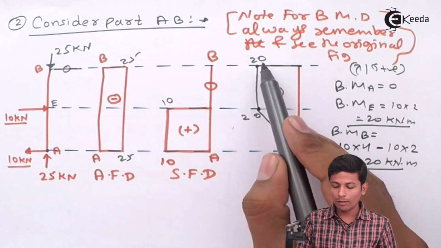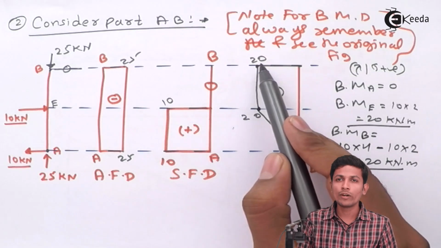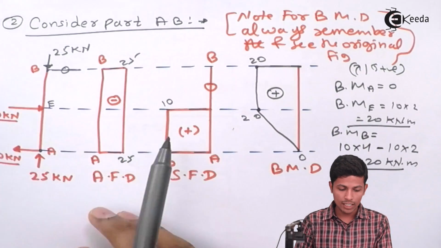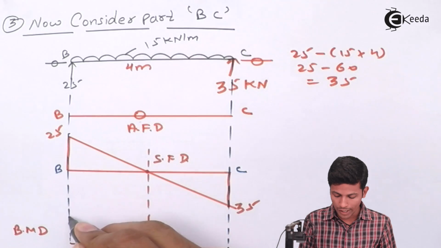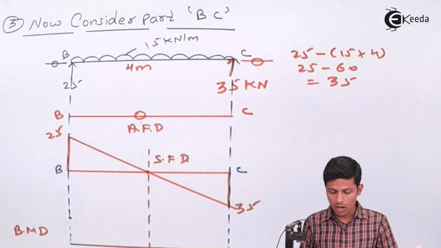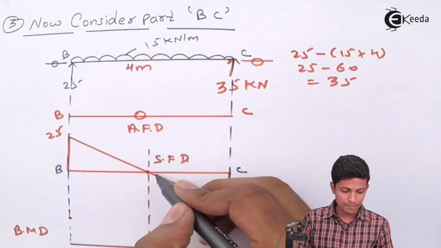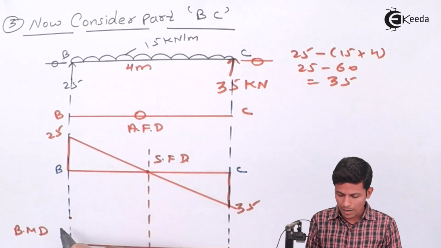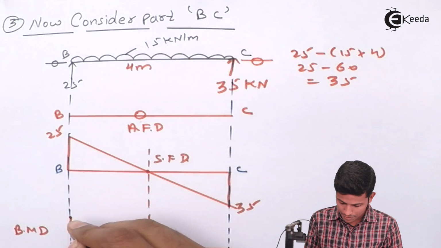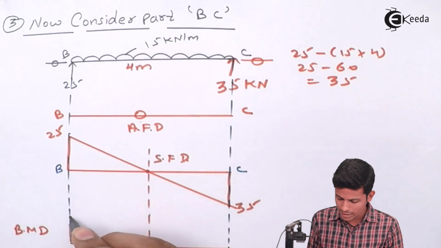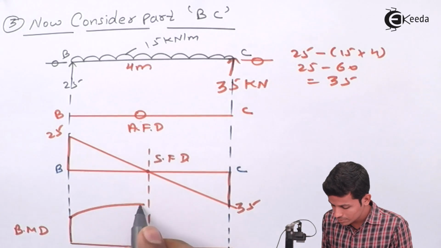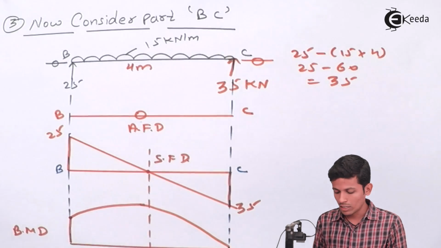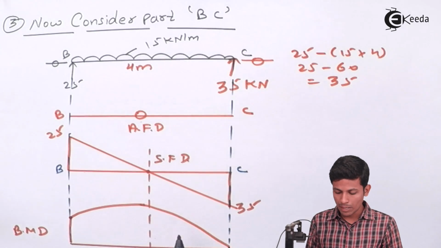See, the bending moment at B will be 20 kilonewton meter. So directly solve it over here. This will become 20 over here. Now what about this part? This part you can directly draw like this. As you all know, this part will be maximum. Directly you have to draw like this. This is an inclined straight line, and this is nothing but a parabolic curve.